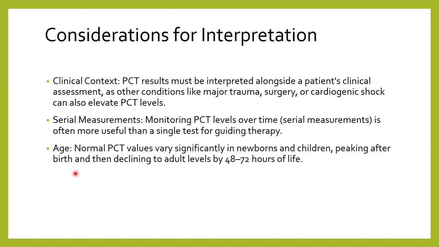And procalcitonin values vary significantly in newborns and in children. Okay, what I told you, the previous normal values, they were in adults. So the values are different in children and in newborns. At birth their values are high, and they decline and come back to the adult level within 48 to 72 hours of life. So when you are interpreting this in a newborn, you should be very careful. Okay, so you have to take into context the clinical condition, the serial measurements, the age of the patient, the history of the patient, etc., and then make a conclusion.